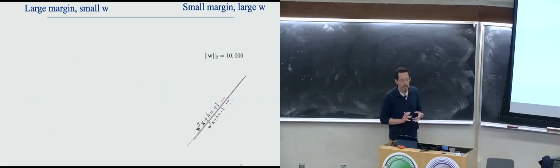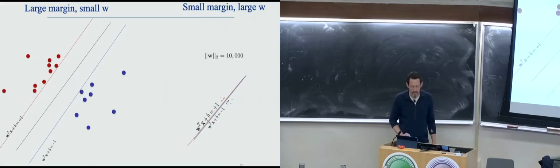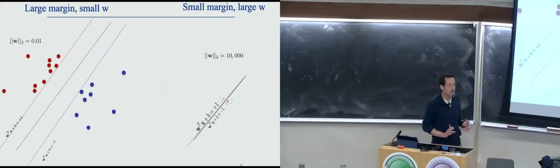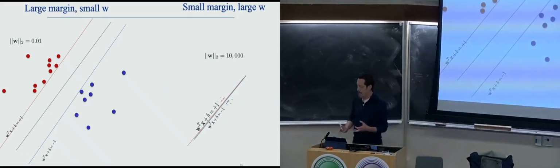So, your intuition is this. When we have a tiny, tiny margin, we must have a giant weight vector. And when we have a giant margin, we must have a small weight vector in magnitude. Okay? Keep that picture in mind.